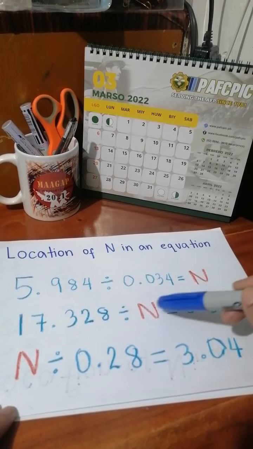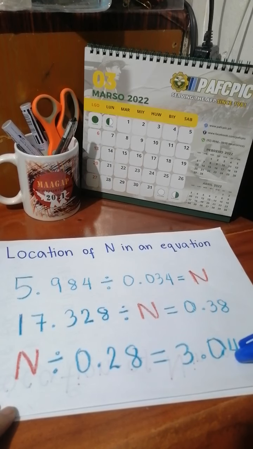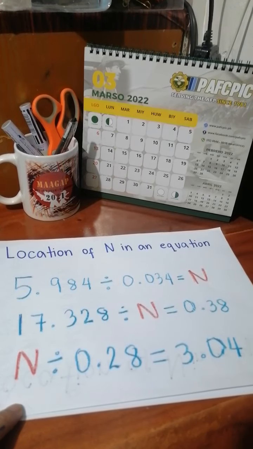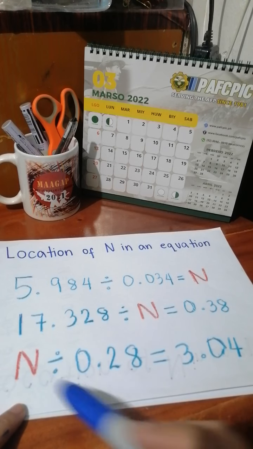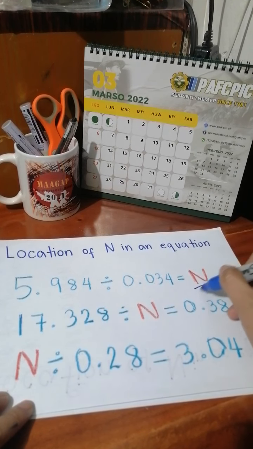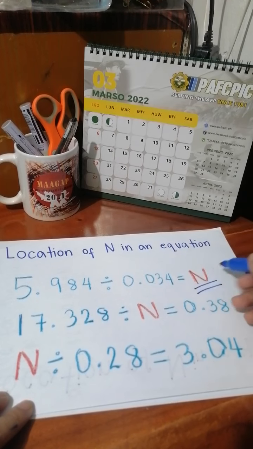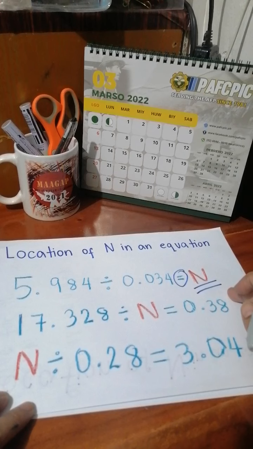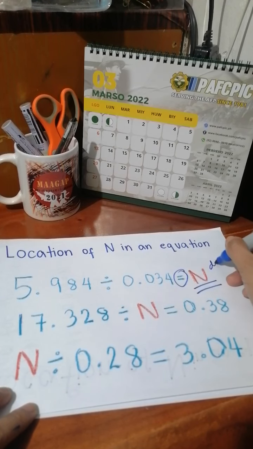Kapag hinahanap natin yung value of n dito, hindi ibig sabihin na division ang gagamitin natin lagi dahil ang operation ay division. Hindi ganon. Okay? Depende yan kung saan mo makikita ang n. Kung ang n mo ay makikita sa hulihan, so it's after the equal sign, kapag yung n mo ay makikita sa hulihan, ang operation na gagamitin mo ay divide.